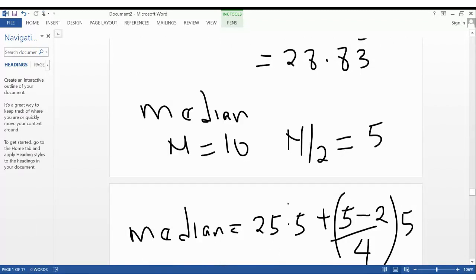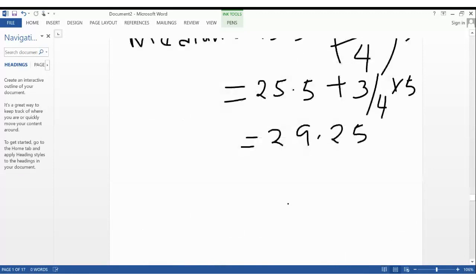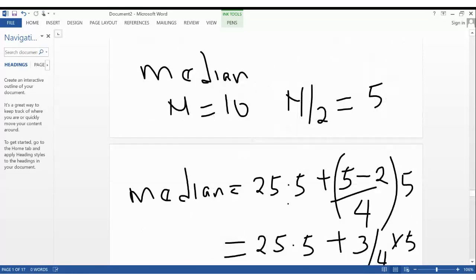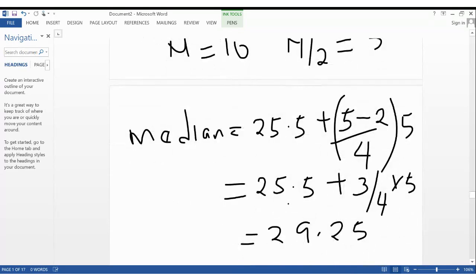So I've taken the 5, I subtracted the cumulative frequency, divided by the class frequency, and then I multiplied by 5. 5 minus 2, that is 3. 3 quarters of 5. I'm getting 29.25. Let me hear your comments. No one got the median.